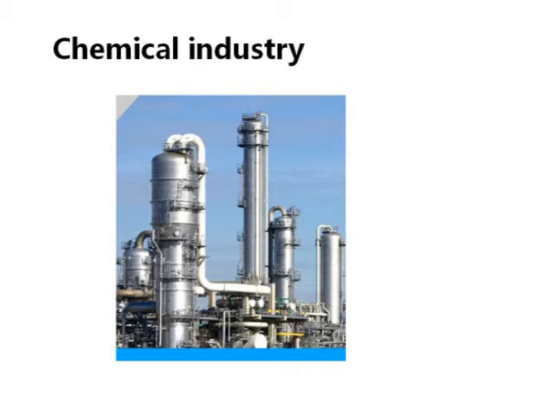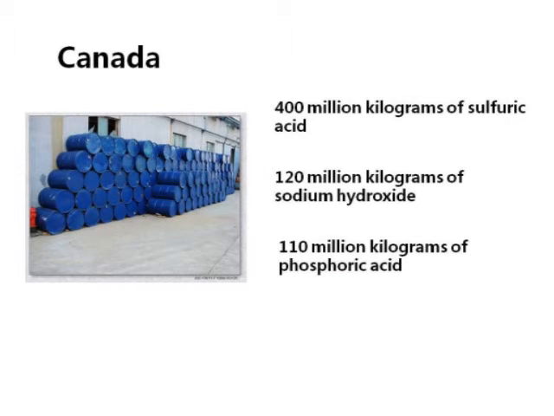Acids and bases are also used widely in industry. Three of the top 10 chemicals produced in Canada each year are acids or bases. In 2006, 400 million kilograms of sulfuric acid were manufactured in Canada, making it the number one chemical in the chemical industry. In addition, 112 million kilograms of sodium hydroxide and 110 million kilograms of sulfuric acid were produced.